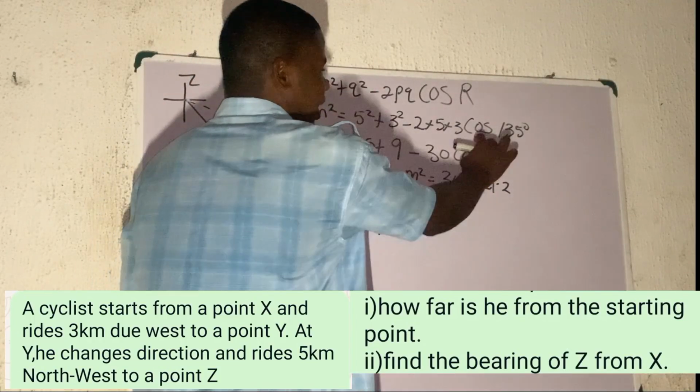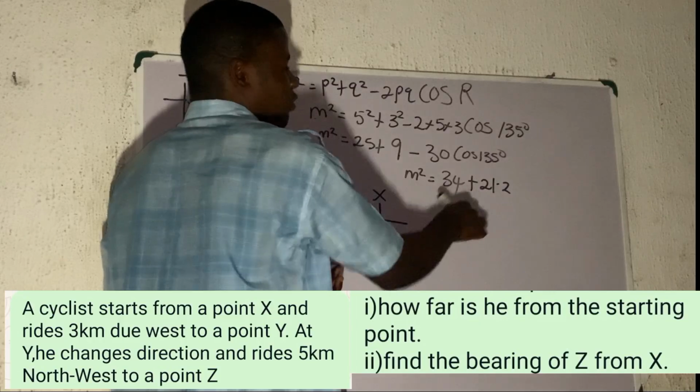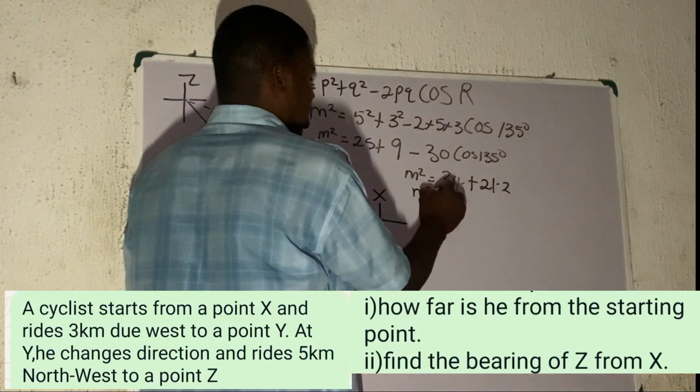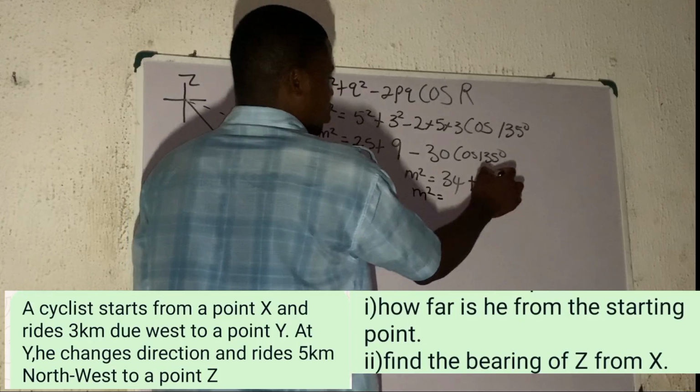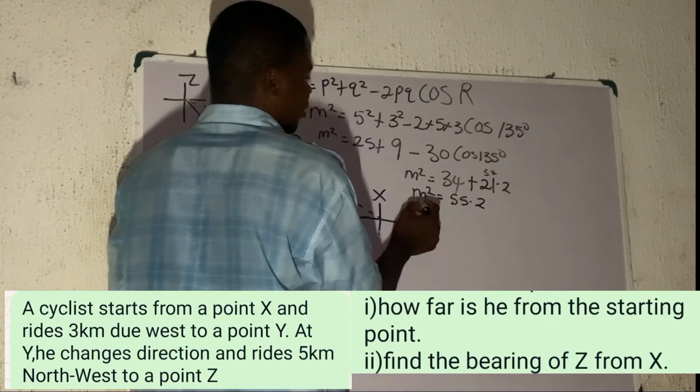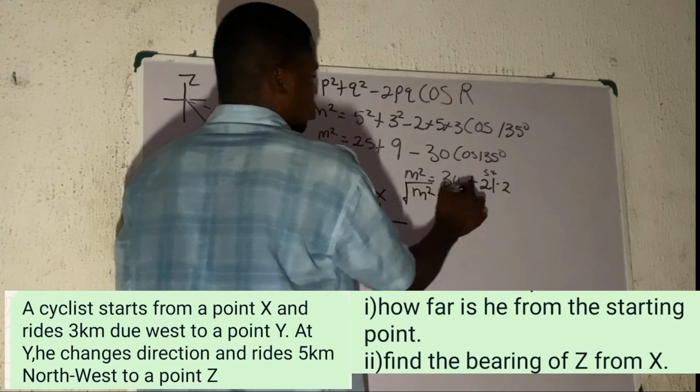Do you understand? Therefore, that negative number times minus 30 will give us plus 21.2. Hope you understand. So I have m squared equals 34 plus 21.2. That will give us 55.2. So if I want to get the value of m, I have to square root both sides.